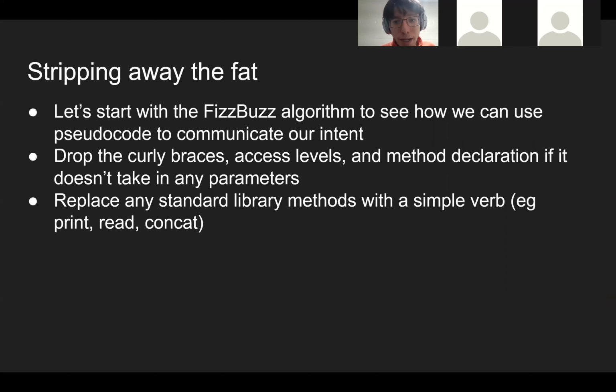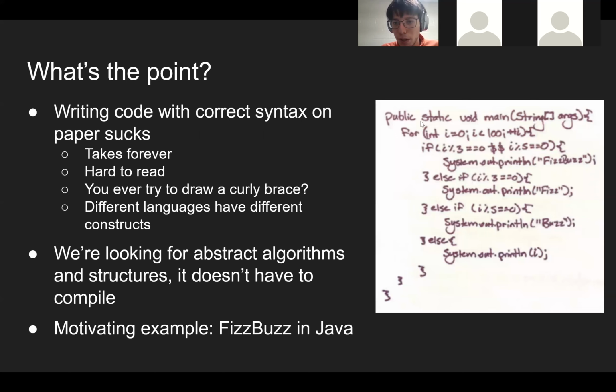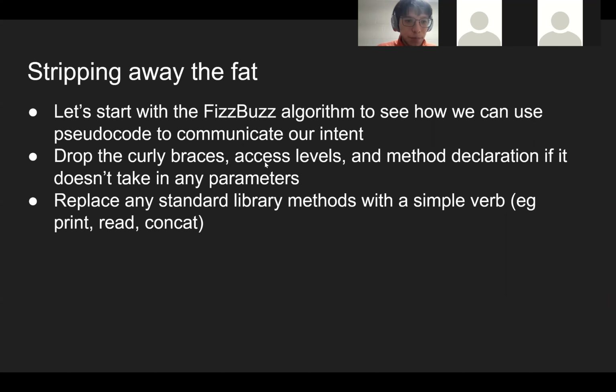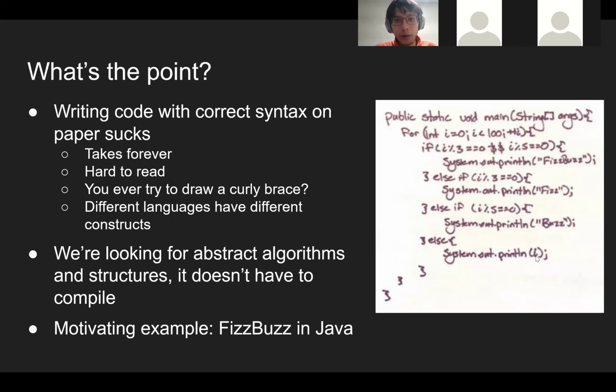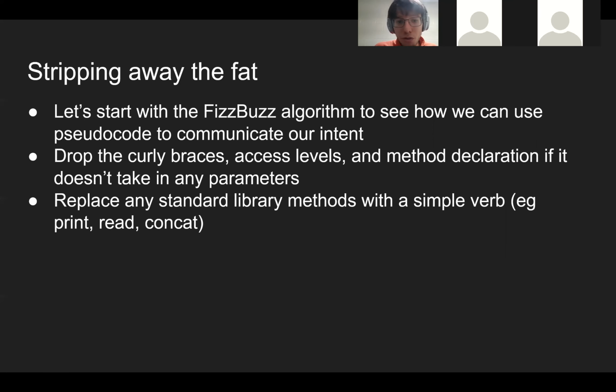You don't necessarily need access levels and you don't need method declarations, unless, of course, we actually ask you for a method declaration. You wouldn't need something this verbose. Maybe you could just have main instead of public static void main string args, right? And you can replace any standard library methods with a simple verb. So instead of System.out.println in Java, or std::cout << endl in C++, you could just do something like print.